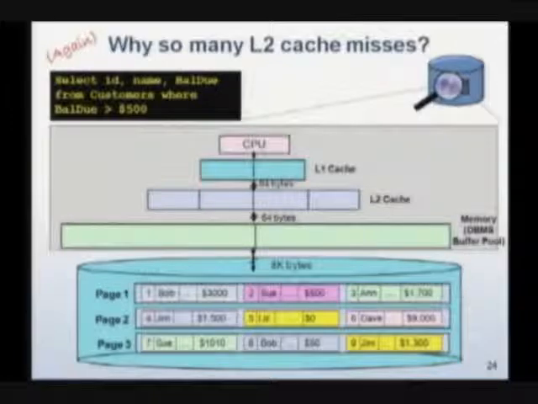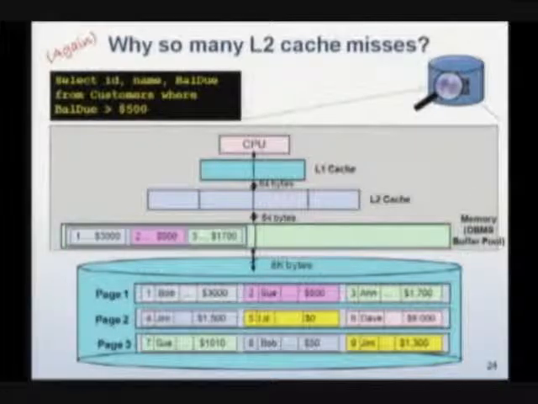Now, when the database tries to run that query, select ID, name, and balance due from customers where balance due is greater than $500, what happens? Well, the database system fetches the page into the buffer pool. You know all about that. But then, in order to apply the predicate, balance due greater than 500, the balance due field for every customer must migrate up through the cache hierarchy. So there's Bob's balance due, plus some other bytes around Bob.